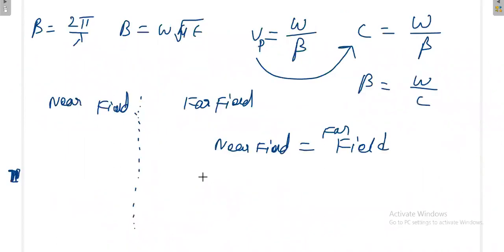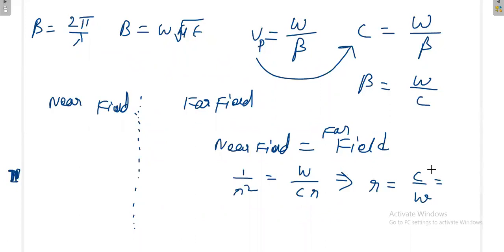So near field value is 1 by r square, and far field value is omega divided by c r. Then from this, r is equal to, I think this r will cancel, r is equal to c by omega. And again I told you c can be replaced by v divided by omega.